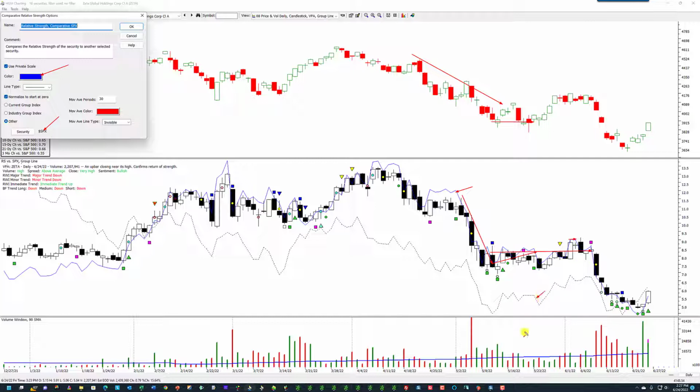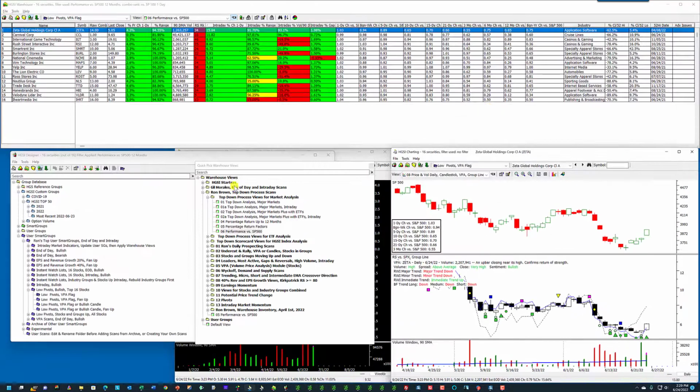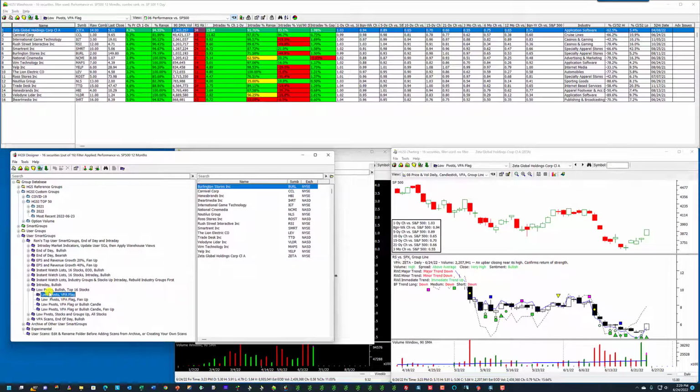Now this dotted line is the industry group line because I wanted to show you the comparison of the relative strength of the SPX and also the group line. Now I'm doing this with about a half hour to go in this very strong market. You can see that the group has turned up, and also the blue line has turned up on this stock. And let's see what this stock is. It's Zeta Global. I just grabbed this one because I grabbed it out of one of my user smart groups, low pivots with a VPA flag.